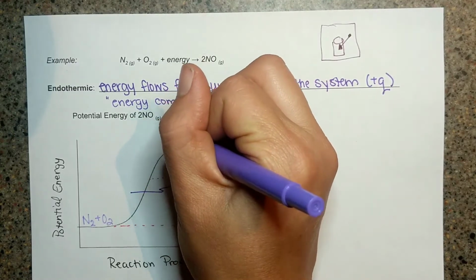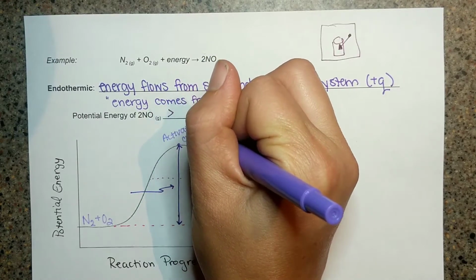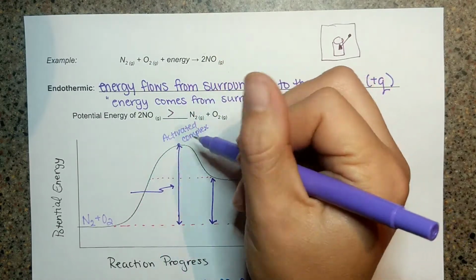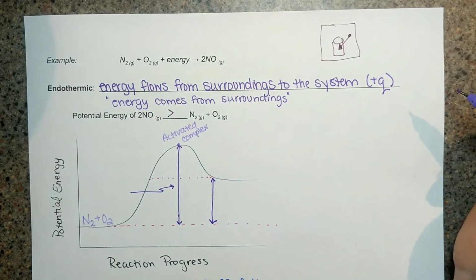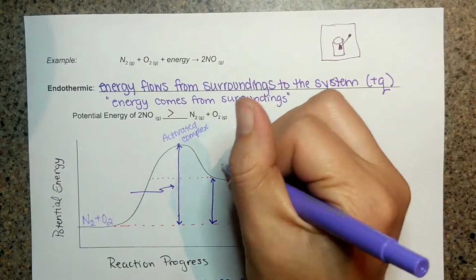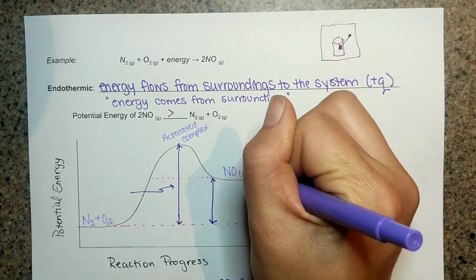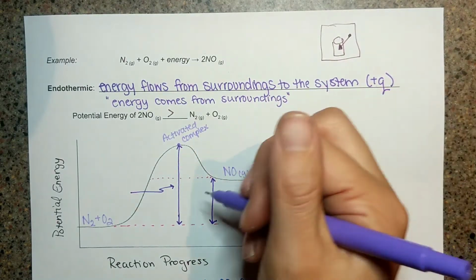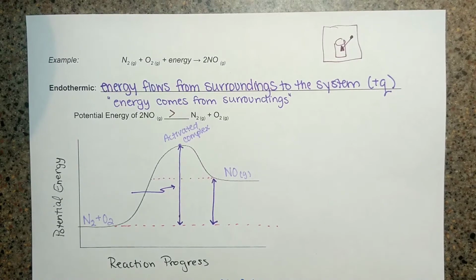So at the top we have an activated complex, an extremely high energy state of my atoms bonded together. And then it comes back down to the products, which in our case is my nitrogen monoxide gas. My products are at a higher energy state than my reactants, so it required heat energy for this to occur.